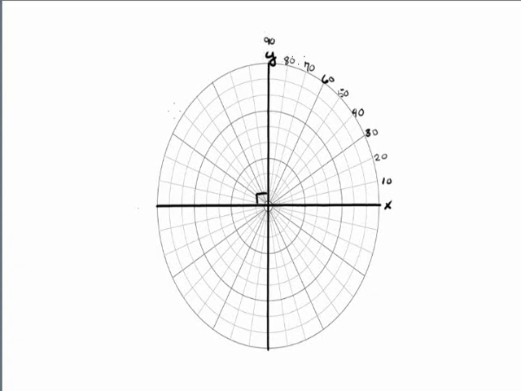Pretty cool, huh? So let me put some resultant vectors up here, and let's see if we can resolve them by using the trigonometric method. So I have 3 vectors here.